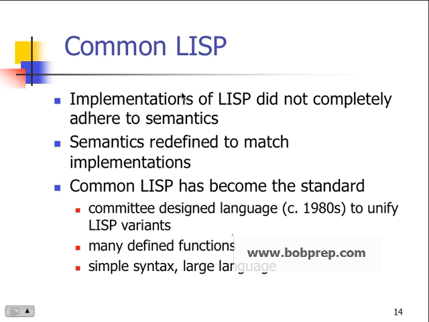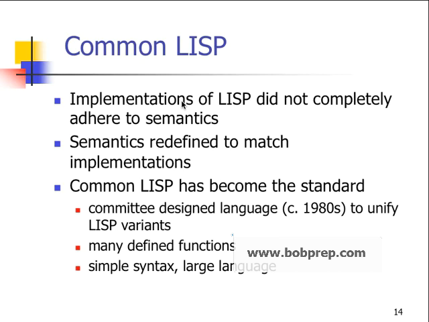So Common Lisp was the first dialect of Lisp back from the 50s. It was implemented. It did not completely adhere to semantics. It sort of went off, and people say, "Oh, Common Lisp." Try to make it a little bit easier. So semantics were redefined to match the implementation. Some of the wording was changed around. So Common Lisp actually became the standard for Lisp.